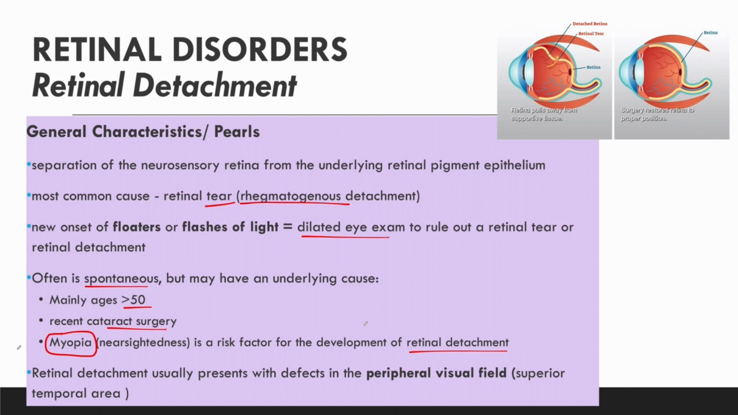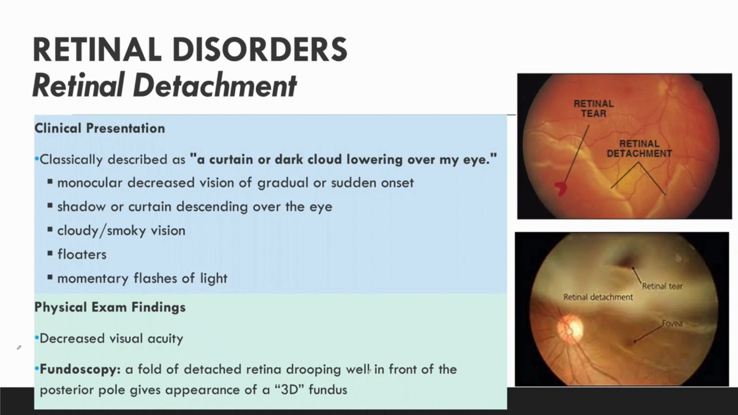So retinal detachment, again, peripheral vision loss, usually in the superior temporal area, so up kind of where the lacrimal gland is, you get this curtain closing appearance. It can be all of a sudden. And it's usually one eye, monocular, painless. Okay, so it shouldn't be painful. You get this curtain or dark cloud covering over the eye, usually in the superior temporal area, a shadow. You get floaters and flashers, and then afterwards have defects within your vision.